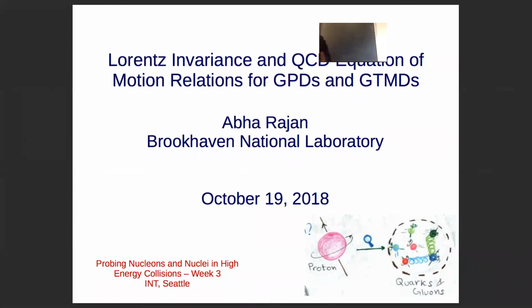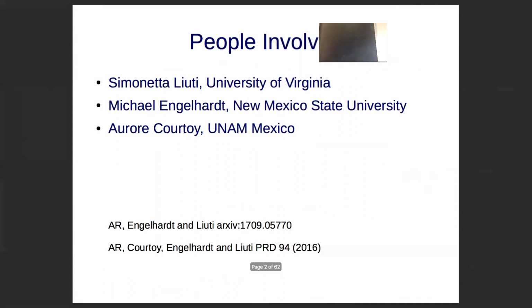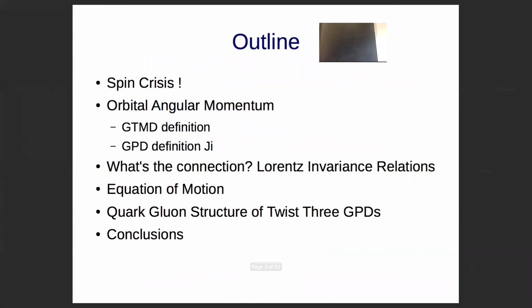Okay, so thank you everyone for being here, and thanks to the organizers for having me. I'll be talking about Lorentz invariance and QCD equation of motion relations for generalized parton distributions and generalized transverse momentum distributions, and the impact that these have on our understanding of orbital angular momentum and the proton spin. This is work that I did during my thesis with my advisors Simonetta, Michael Engelhardt, and Aurora, and it's based on these two papers.